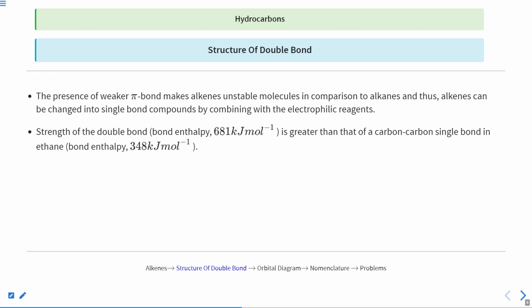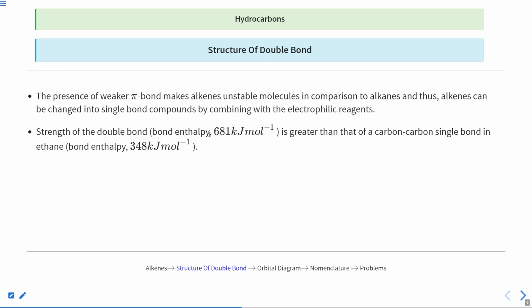So we will see how this reaction goes. But for now, you should remember that upon reaction with electrophilic reagent, the double bond is converted into a single bond. Okay, so here is a comparison of the carbon-carbon double bond. It is 681 kilojoule per mole, and it is greater than the carbon-carbon single bond, which is 348 kilojoule per mole. Now you will say that you have said the presence of the pi bond makes alkene unstable as compared to alkane, but here we are seeing that the bond enthalpy of the double bond is greater than the single bond.